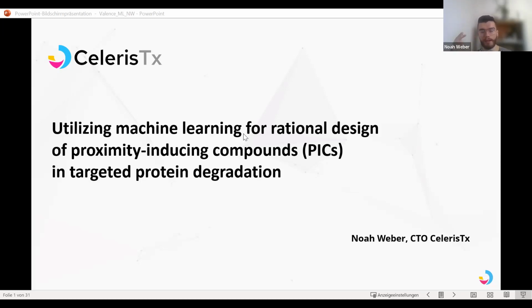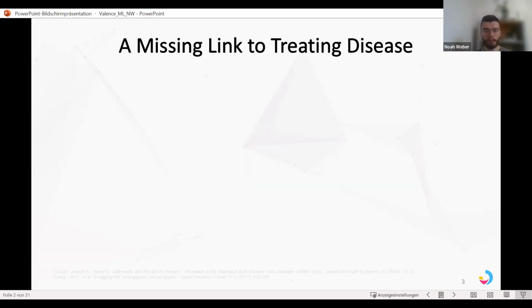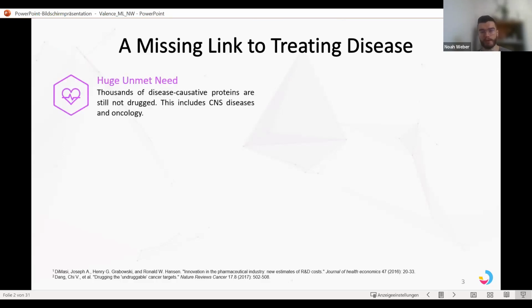there are multiple facets in the design process, and as we know, the biology, which we're going to talk about, is a lot more complex than just predicting whether the complex is stable or not. So we're going to go into all the details. But maybe first of all, why? What's the missing link in treating the disease, and what's the needed motivation behind it?